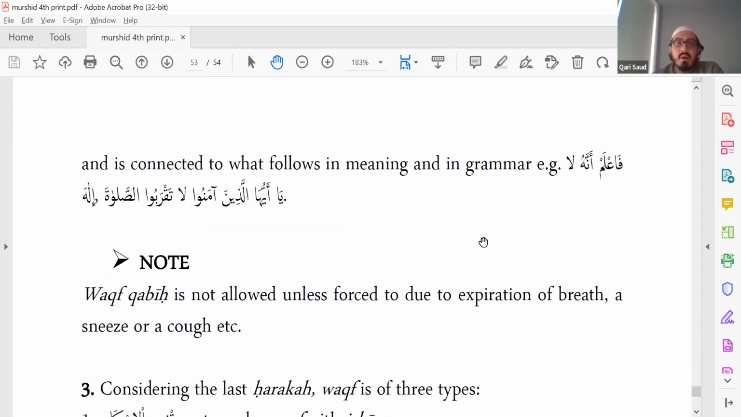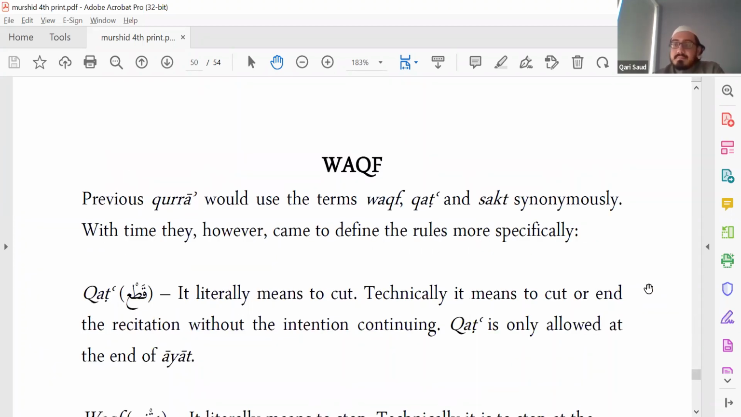I mean, waqf is not too long. You know, what time is it? Yeah, actually, we're out of time here.